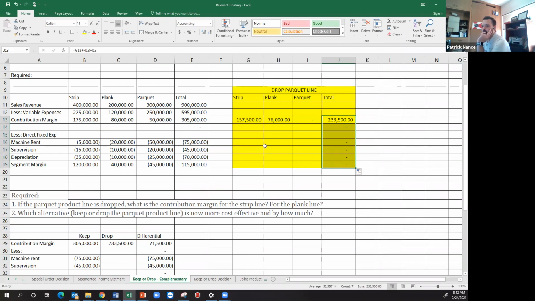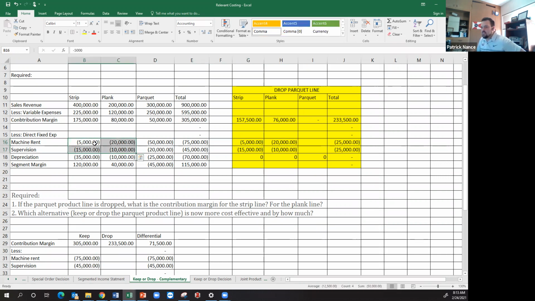Okay, now for probably the more complicated part of this, what do I do with these expenses? Well, I already said depreciation, I'm not going to worry about it at all. That's an irrelevant cost because it's a sunk cost. So I'm not going to have anything on that line whatsoever. But my machine rent and my supervision, I do need to deal with. My strip and my plank are going to keep both their supervision and their machine rent as they were, because I'm not dropping those lines. So I'm basically using these same numbers for strip and plank for machine rent and supervision.